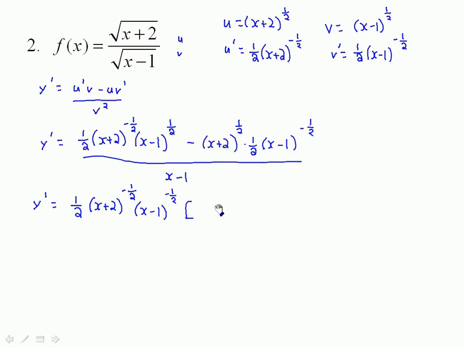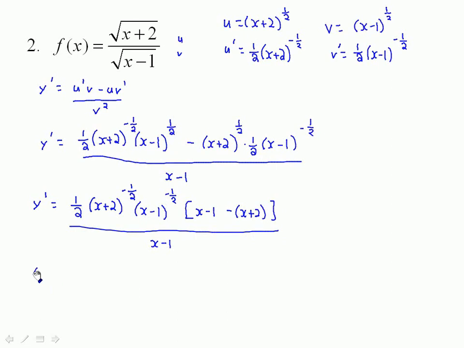So I'm not showing this. We've seen it before in pre-calc particularly. But 1/2 minus negative 1/2 is 1/2 plus 1/2 is 1. So we end up with x minus 1 to the exponent of 1. I won't put a bracket around that one because we don't need to. And then the second one, the 1/2 divides out. So does the x minus 1 to the negative 1/2. But we end up with x plus 2 to the 1. And then this is all over x minus 1.